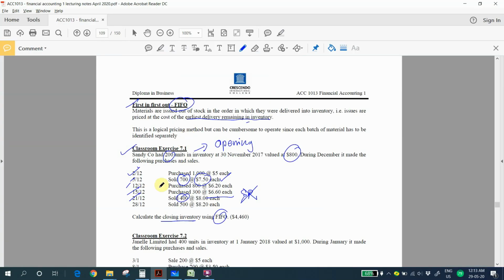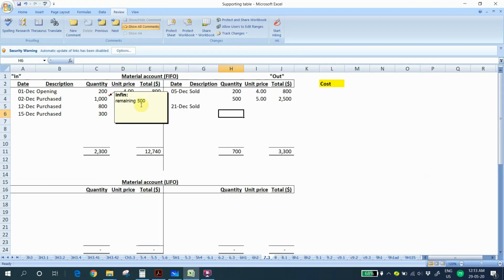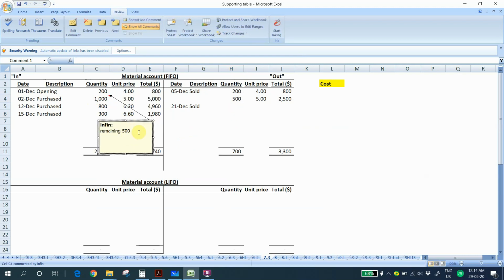So on 21st of December, the customer requires 400 from us. Is this balance of 500 able to fulfill the order? I think the answer is yes, right? Because 500 is more than 400. So this 400 units will be issued based on the price of 5 as the cost. After we record this, we can put a remark. The remaining stock for this second batch is 100, and the remaining stock for the first batch is 0.